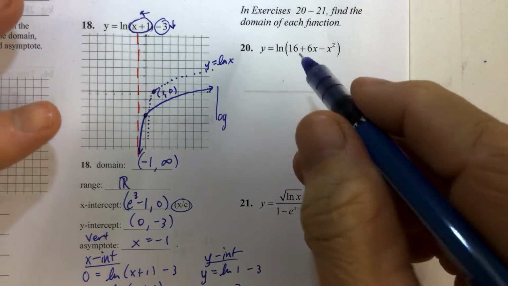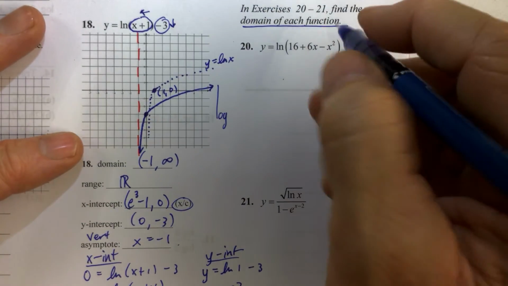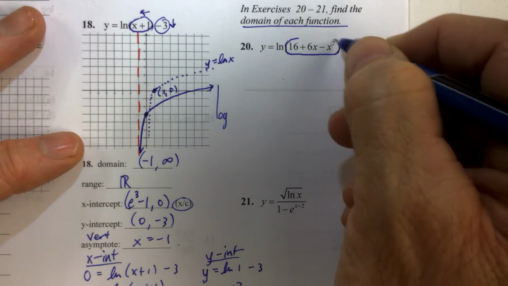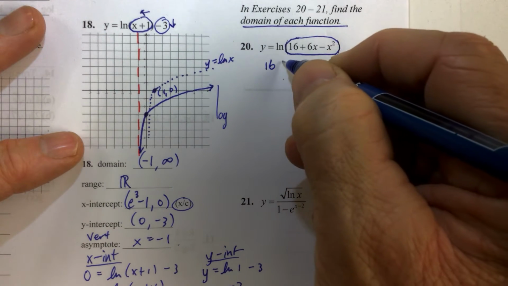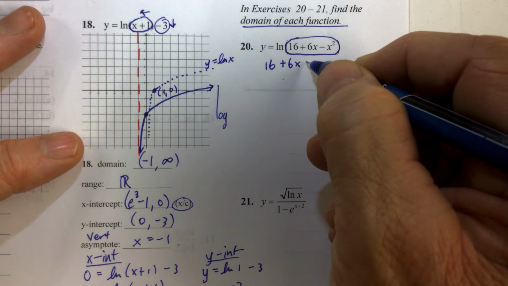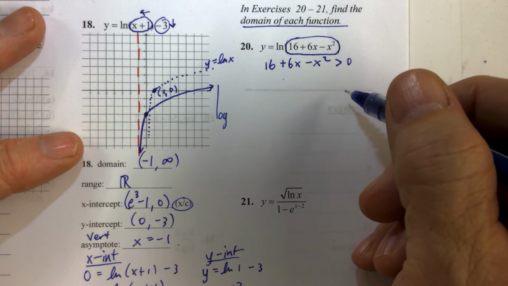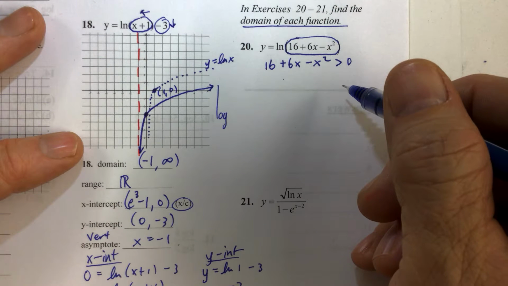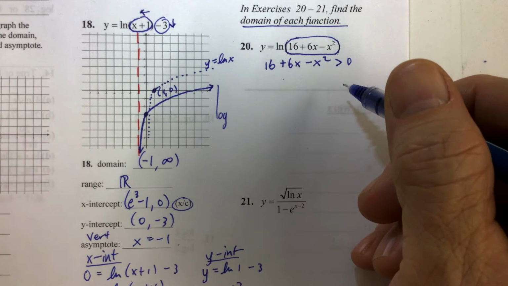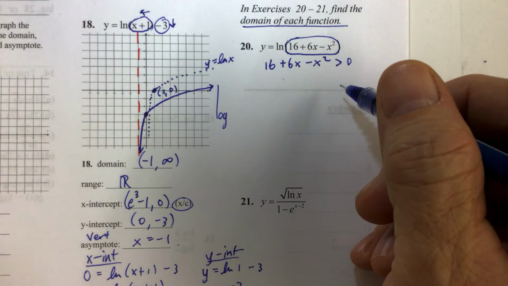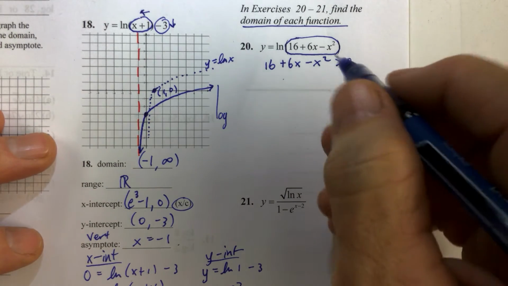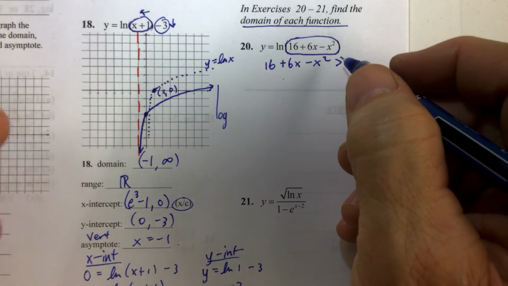For problems 20 and 21, we want to find the domain of each function. So we know that for all log functions, whatever you take the log of has to be positive. And here we have a quadratic inequality, and these have been kind of tricky this year. So what do I want to do with this?